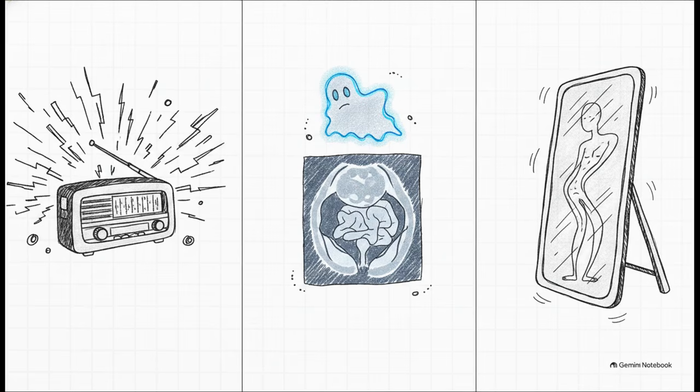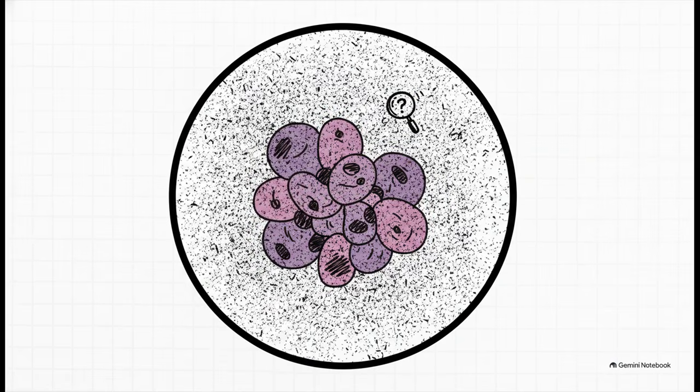Think of image noise like static on an old radio, just completely drowning out the song. Artifacts are like hearing a phantom voice on that radio that isn't actually broadcasting at all. And distortion is an altered reality, like trying to examine a patient through a funhouse mirror. Let's break these down. First up is image noise, also known as image mottle.